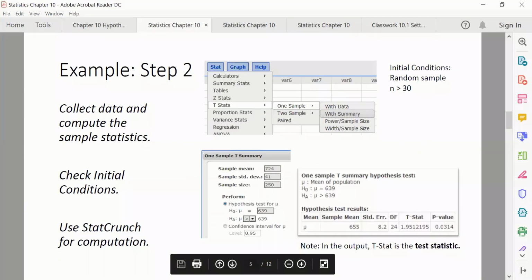And here's how we're going to do StatCrunch. It's going to be very similar to what you were doing with confidence intervals. We always check the data, compute the sample statistics, check initial conditions, and then we use StatCrunch. So we're going to do a t-stat. Same thing as with a confidence interval for the mean.